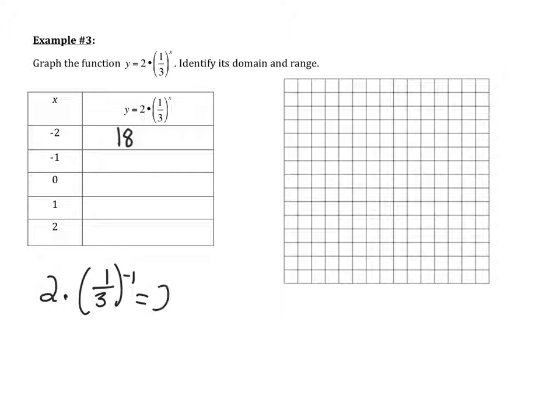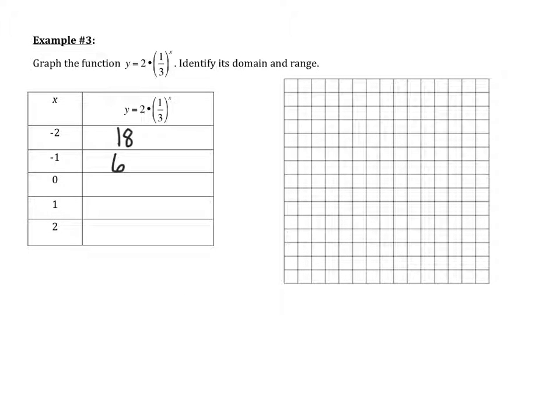So that would be 2 times 1 to the -1st over 3 to the -1st. These negative exponents just make that flip, so that would turn into 2 times 3 to the 1st, or just 3, over 1 to the 1st, or just 1. So I end up with just 2 times 3, which is 6. So at -1, my y value is 6.